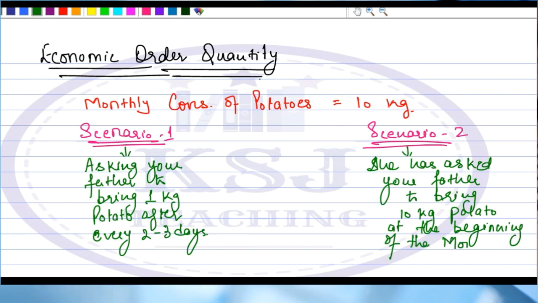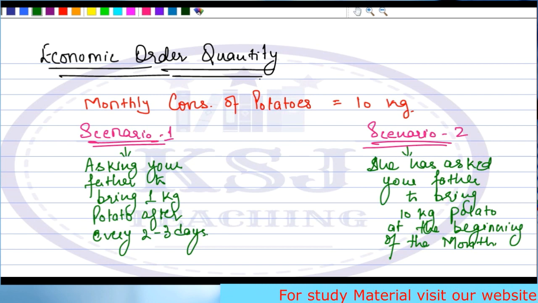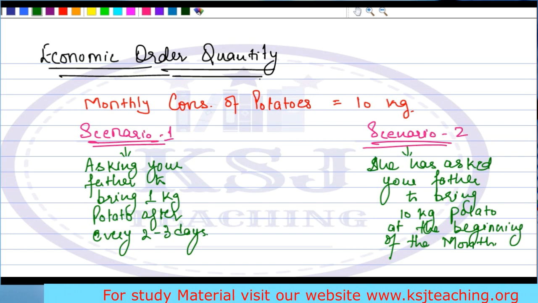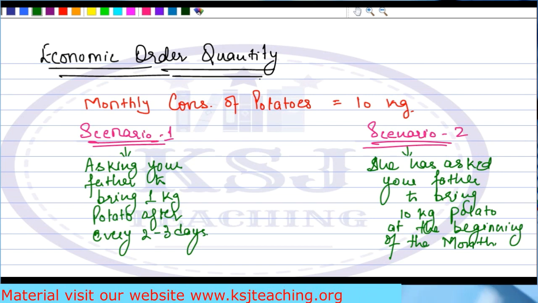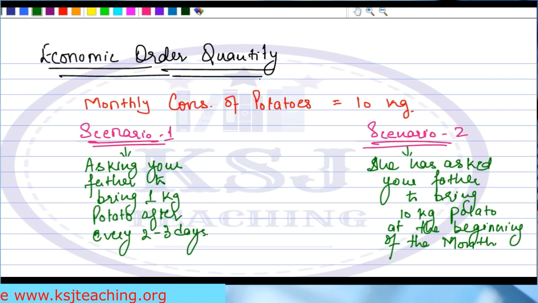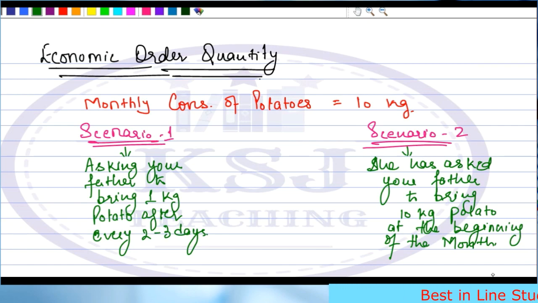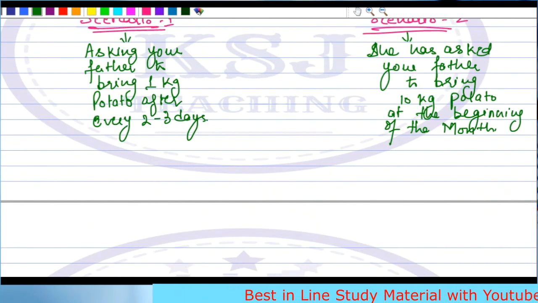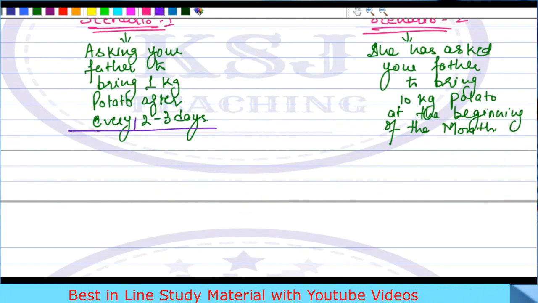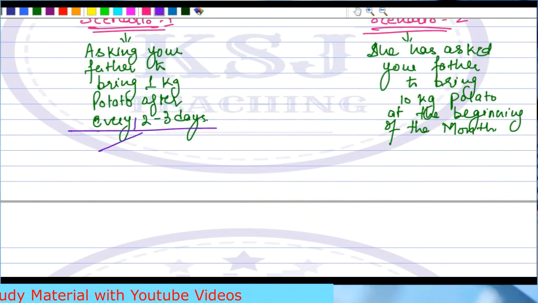Right? Are you getting the two scenarios? I'm just framing the example. These are the two scenarios. The first scenario is, she will ask your father to go to the vegetable market and bring 1 kg potato after every 2 to 3 days. And the second scenario is in which she will ask to bring the 10 kg potato at the beginning of the month and no need to go anywhere in between. Okay. Now let's try to understand the pros and cons of these two scenarios. Let's take scenario number 1 first. Okay. Now, what will happen in scenario number 1?